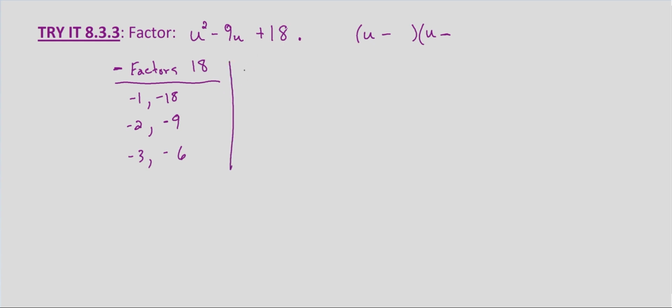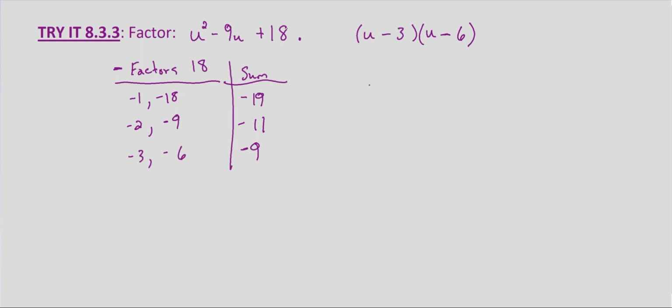So then we look at the sum of those factors. That's -19, so that's not going to work. That's -11, so that's not going to work. And -3 plus -6, that's -9, which is what we're looking for. So we're going to have factors of -3 and -6 that go in here. So u minus 3 times u minus 6.